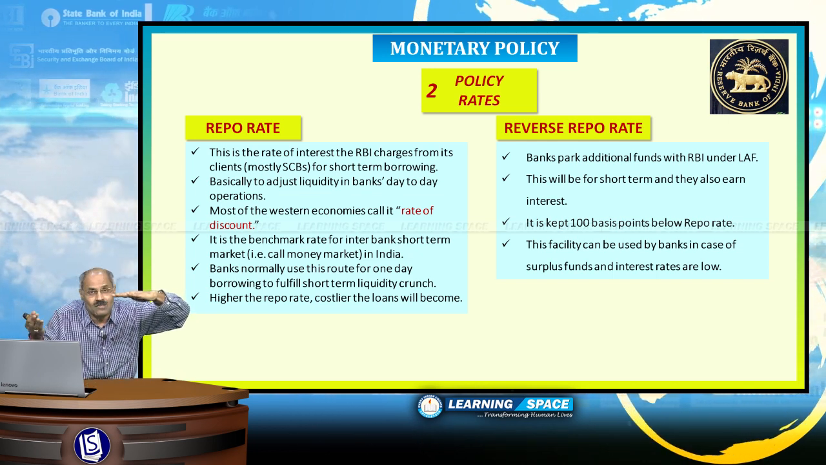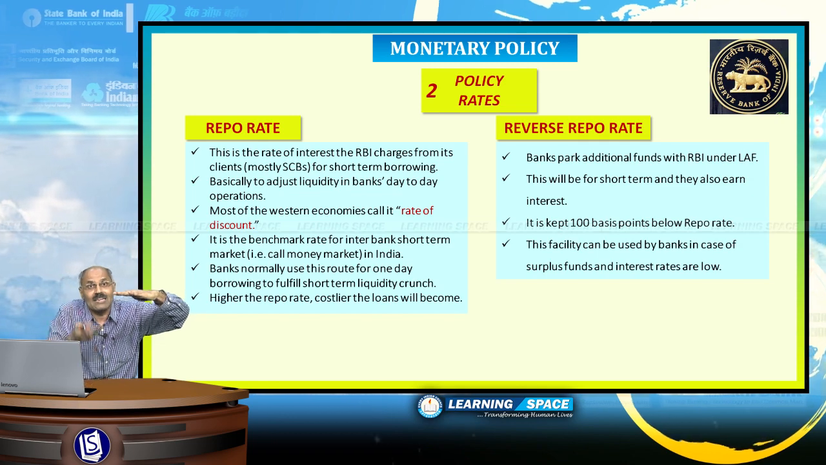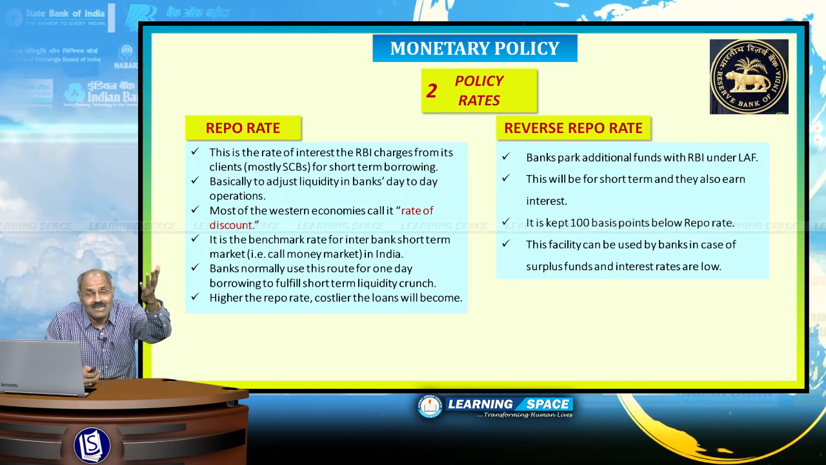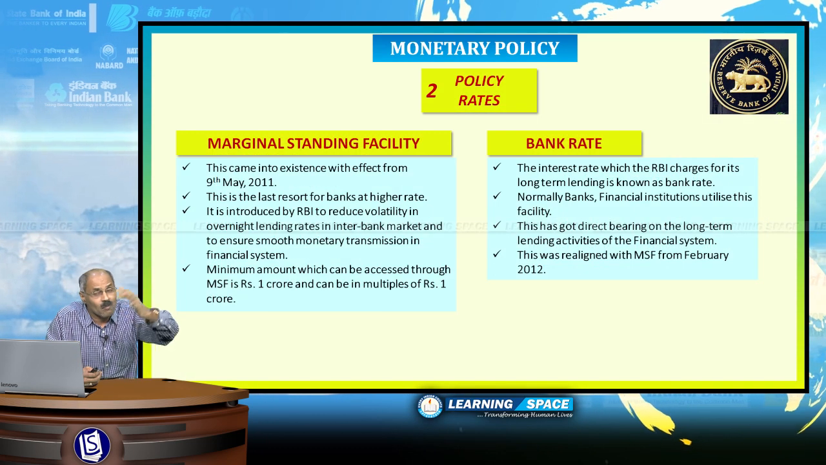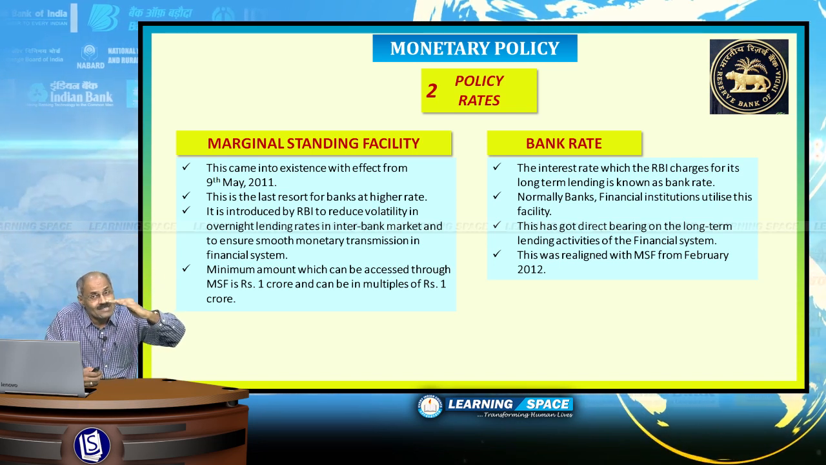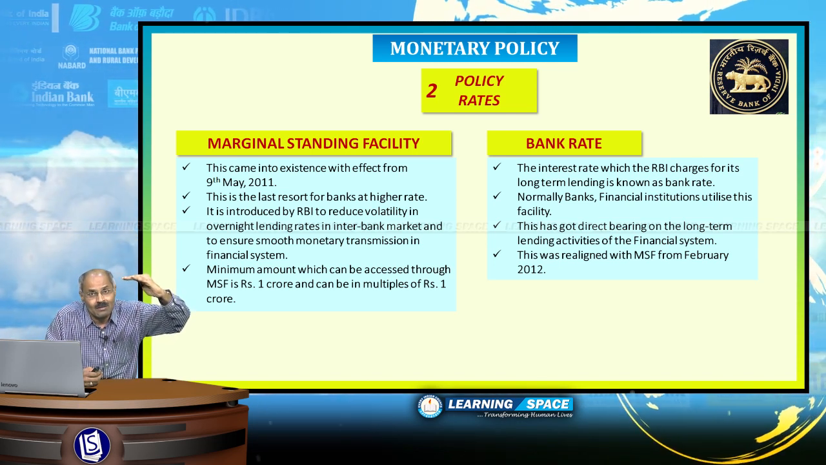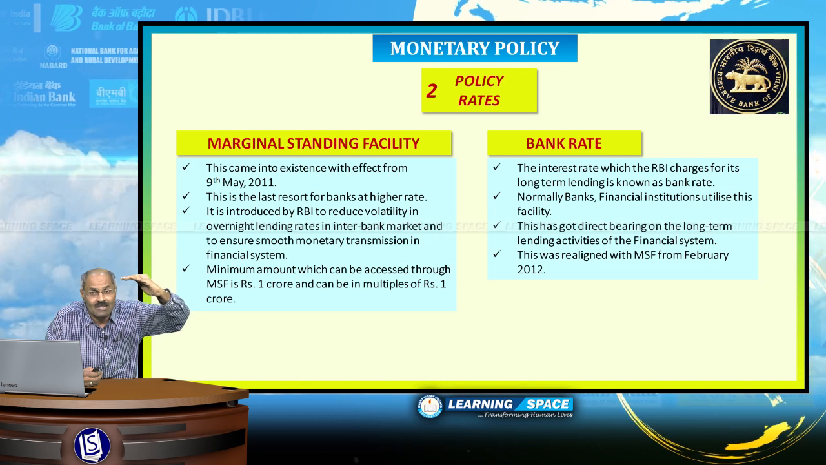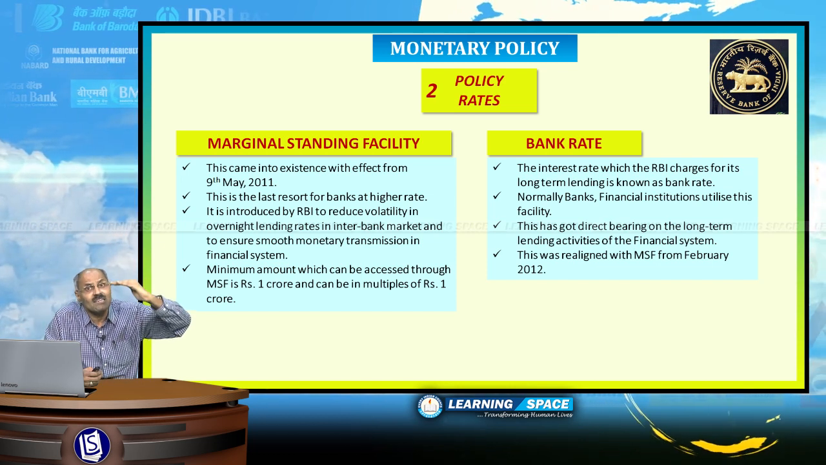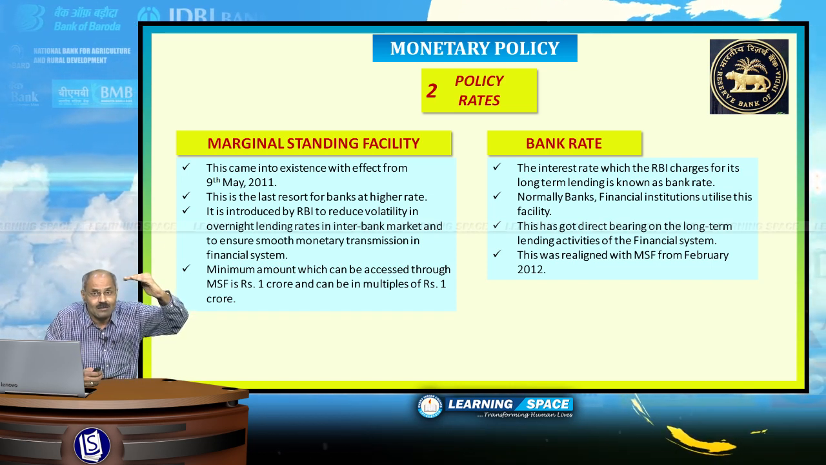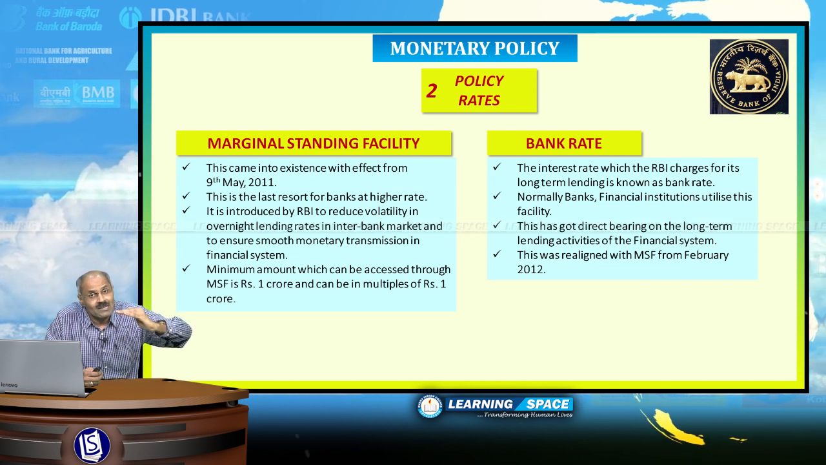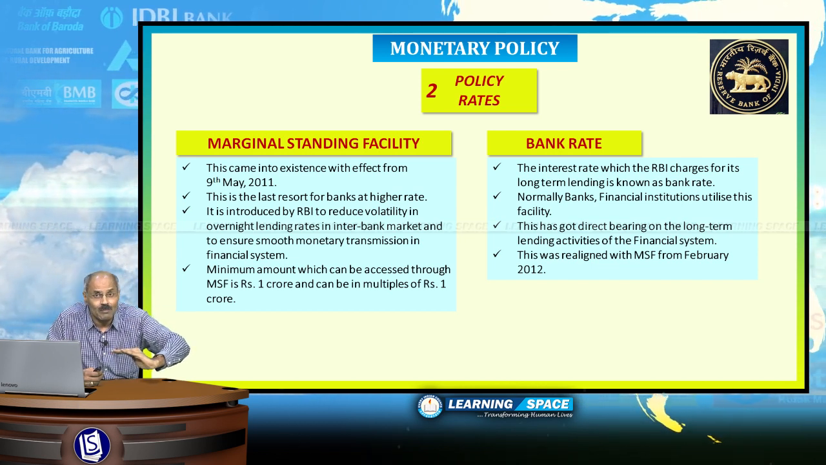If that exhausts, then another facility is given, that is the marginal standing rate or marginal standing facility at a slightly higher rate. Marginal standing facility interest rates are 1% higher than repo rates. Reverse repo rates are 1% lower than the repo rate.